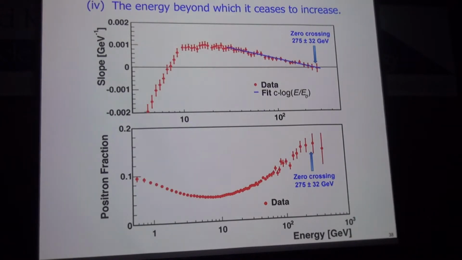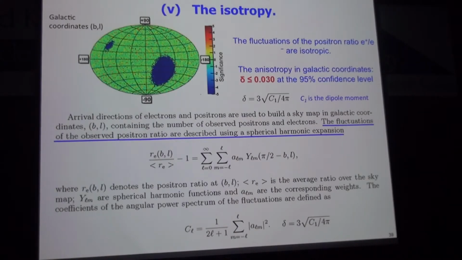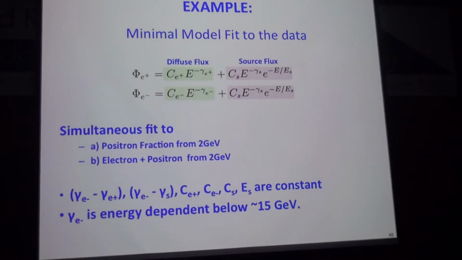Again, we try to see the anisotropy of the measurement, and the result is that we don't see any anisotropy. The anisotropy is estimated to be less than 0.03 at 95% confidence level.